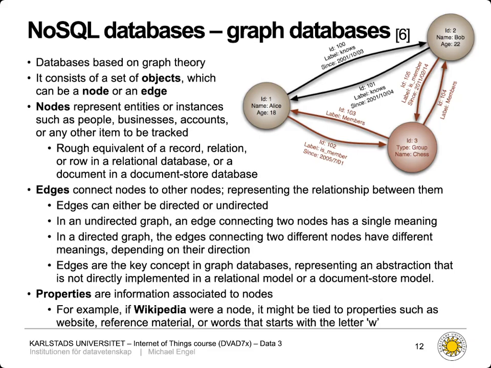So as we've seen, these edges can be directed, so we indicate this by using arrows here, but we might also have cases with just an undirected edge, which is just a connection, just a line without any tip of the arrow. So in an undirected graph, an edge connecting two nodes has a single meaning, whereas in a directed graph, the edges connecting two different nodes can have different meanings depending on the direction. And obviously, edges, as the means to indicate connectivity, are the key concept in a graph database. They represent an abstraction that's not directly possible to implement in a relational or document store model.